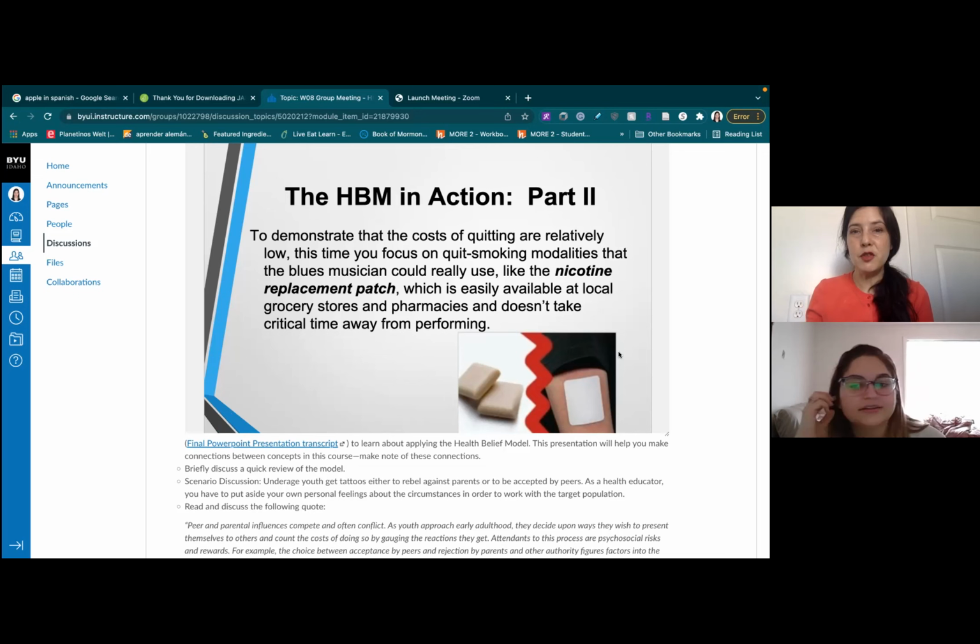Yeah, I totally agree. For what you said, they don't have to change any pattern because they're going to the same gas station every day. But instead of just buying the cigarette, they can buy the nicotine patch. Yeah, it makes a lot of sense. Yeah.